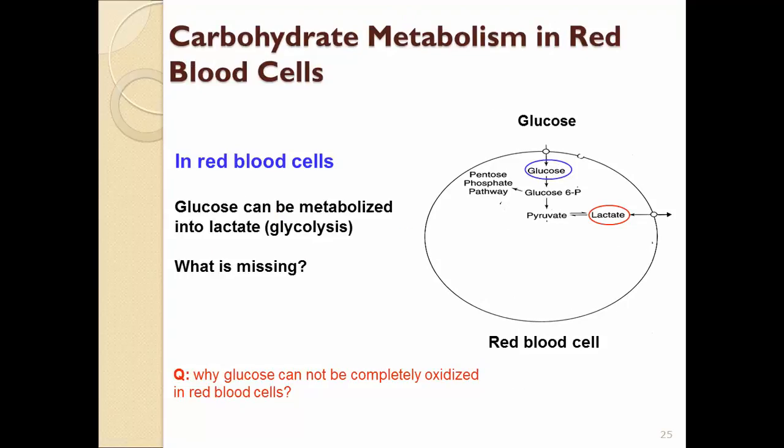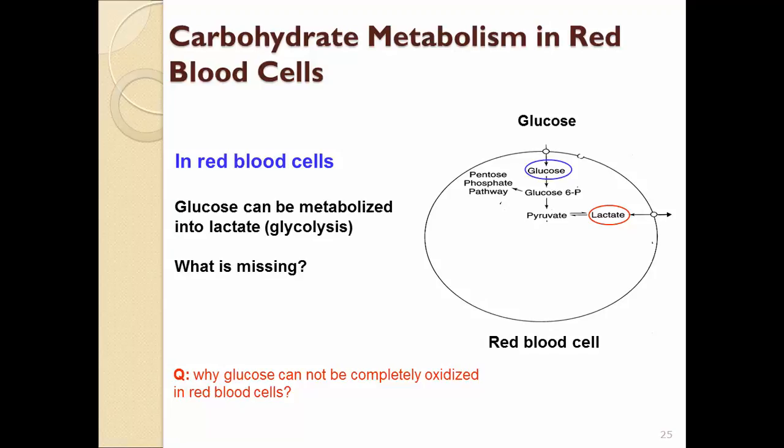Red blood cells are also kind of unique and interesting, right? So what's missing in the red blood cells? What organelles are missing? No mitochondria, right? So it's kind of interesting. Mature red blood cells usually do not have mitochondria. So that makes the metabolism of glucose in the red blood cell kind of unique, right?